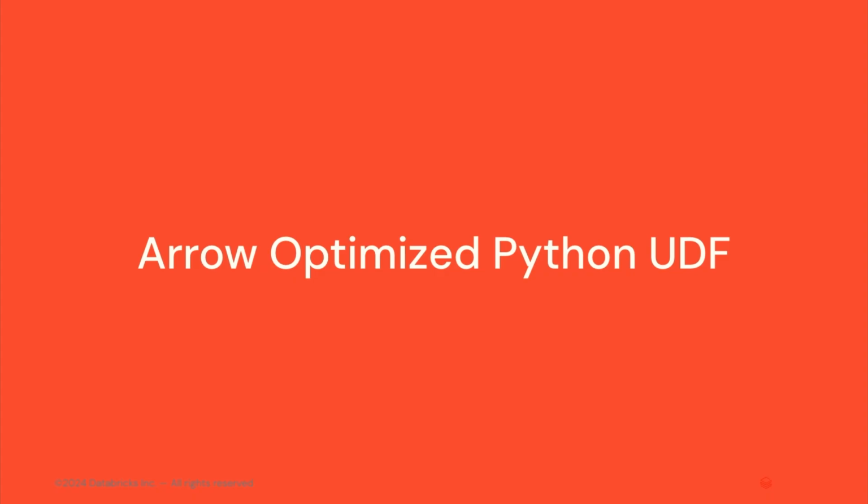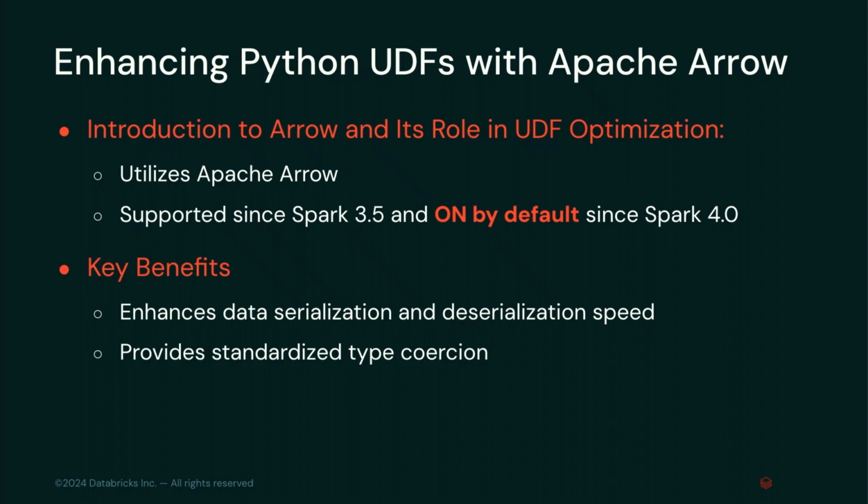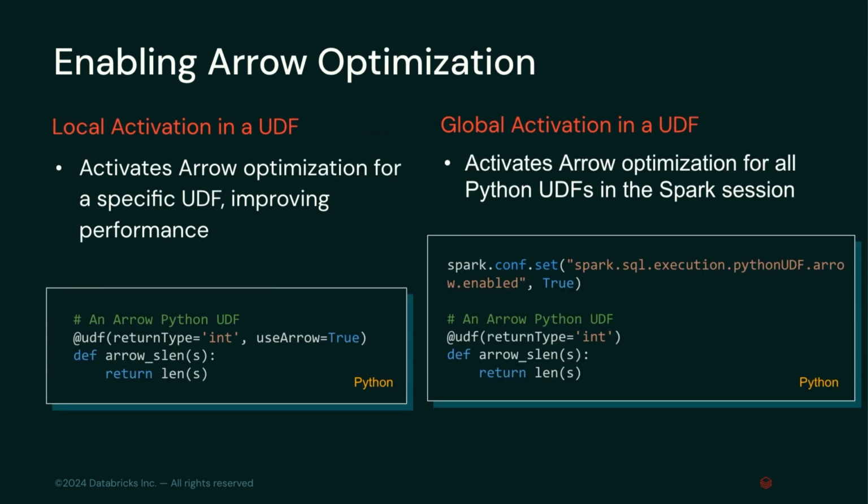In 3.5, we added an Arrow optimized Python UDF, but by default, this is off. Now, starting from Spark 4.0, Arrow will be the default. It enhances the Python UDF performance by speeding up the data serialization and also ensuring consistent type handling. There are 2 ways to enable this feature. You can activate this locally by using useArrow, or you can set the Spark config. This is a session level config.